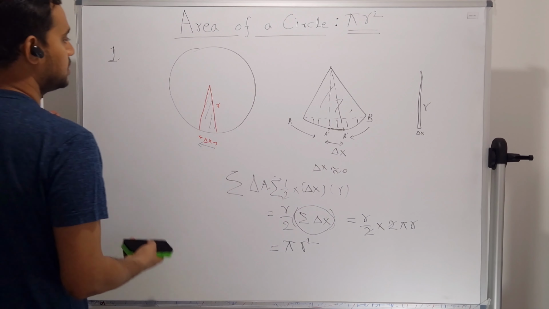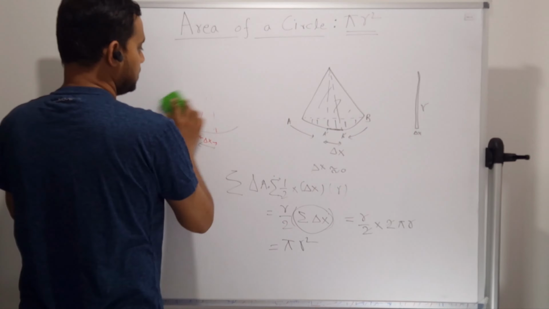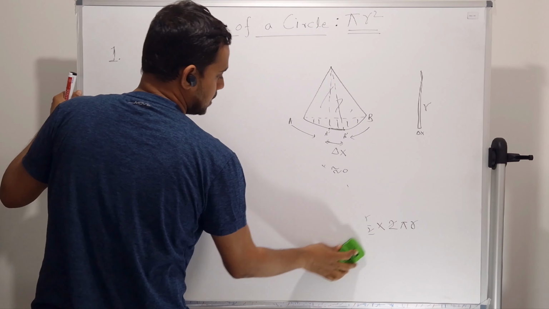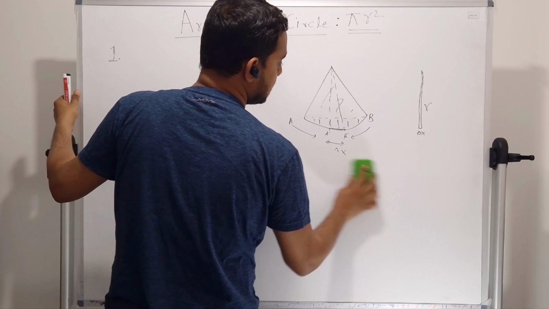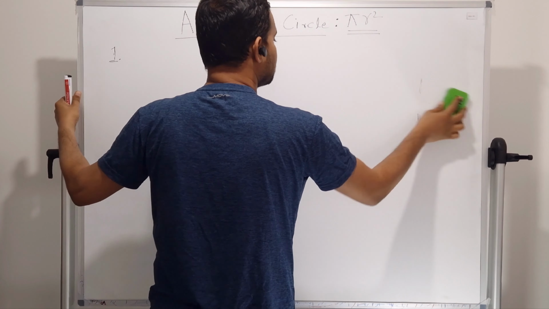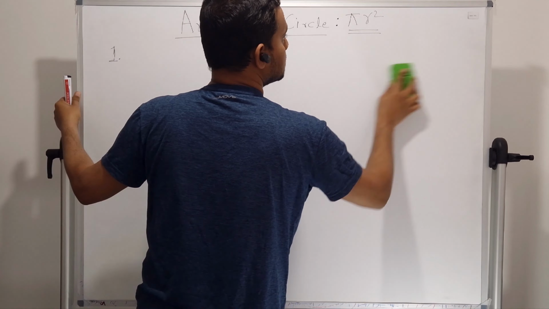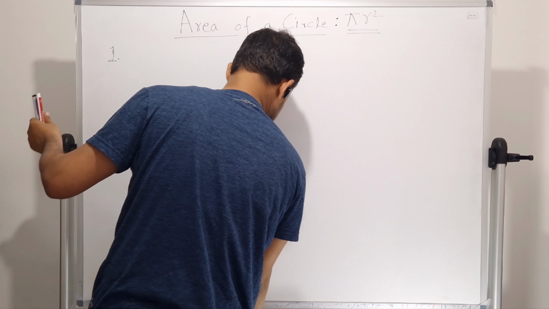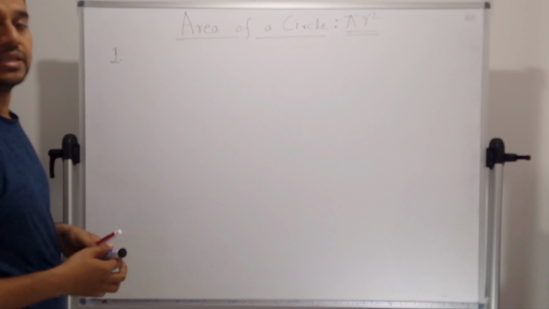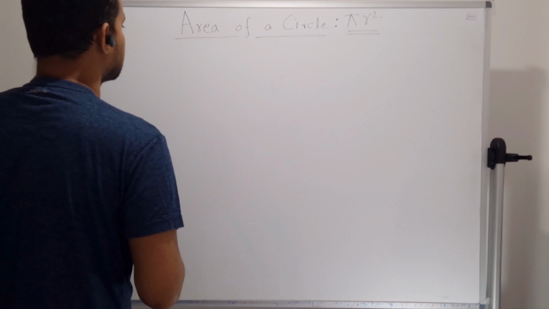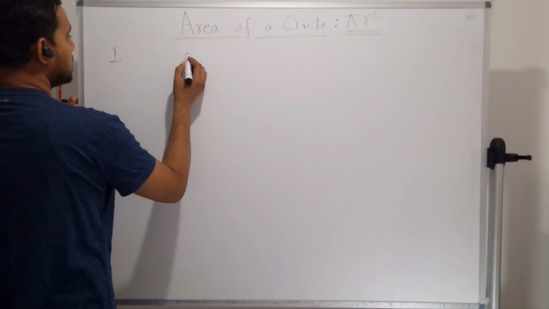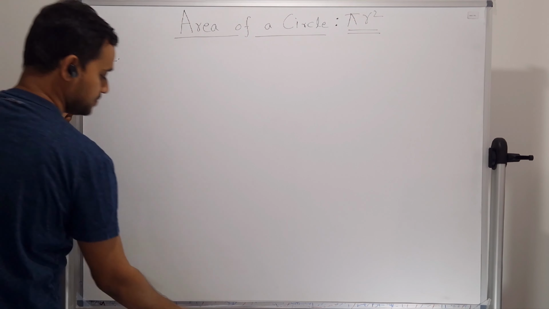Let's start the second one. Second, we'll use another clever way to prove that the area of a circle is pi r square. Again, we will not use calculus. We'll use simple mathematics, what we already know, and using that we will prove that the area of a circle is pi r square. So this is the second way.